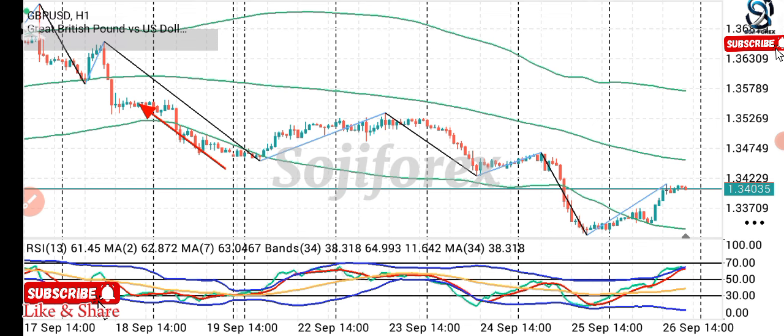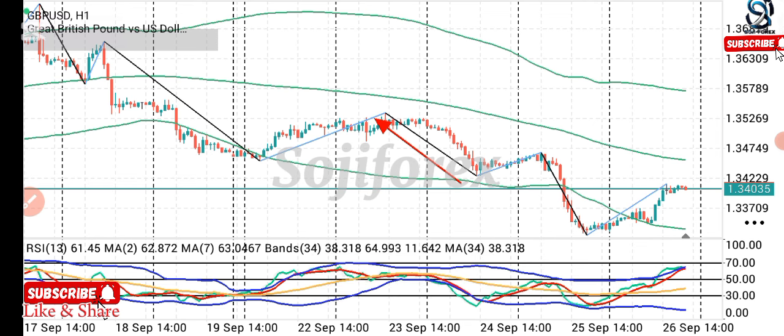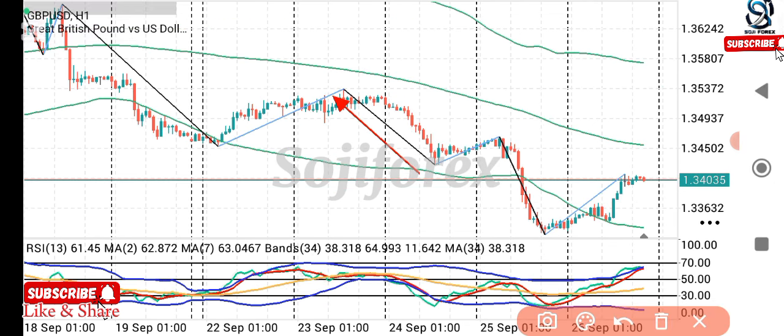Now let's look at how we take a continuation trade. Remember, we said in a continuation trade, which is a pullback, our focus is first the middle Bollinger Band. Okay, so let's go into that. Looking at price movement, price has successfully broken the middle Bollinger Band at this zone. So in all of this movement from here, price is stable below the middle Bollinger Band.